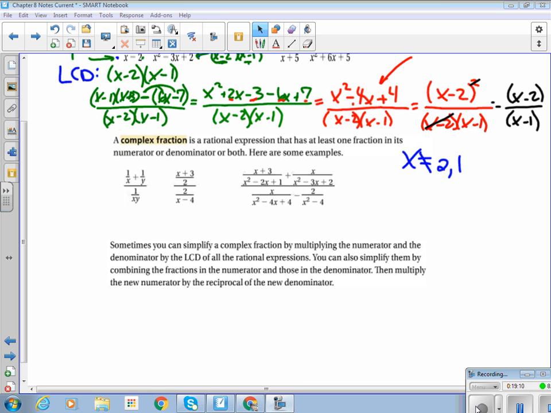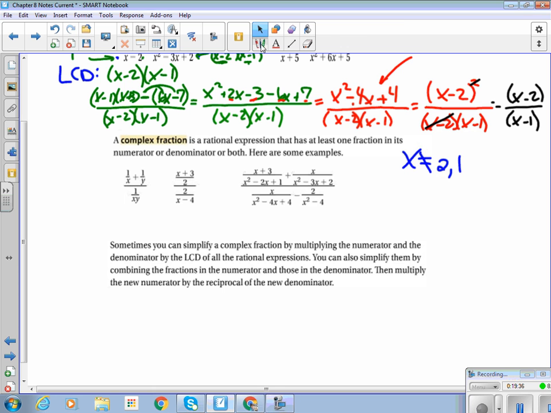Super complicated looking, mega easy if you just remember how to tackle these guys. Sometimes you can simplify a complex fraction by multiplying the numerator and the denominator by the least common denominator of all the rational expressions. You can also simplify them by combining the fractions in the numerator and those in the denominator. Then multiply the new numerator.